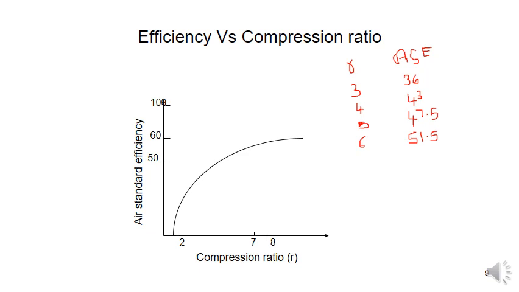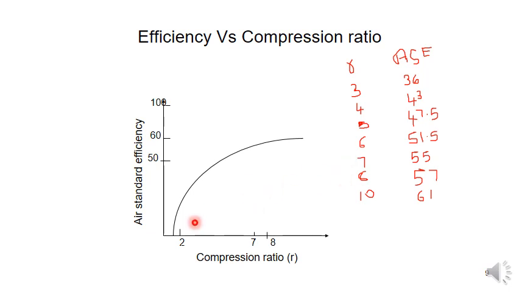If you take 7, we will get 55. If you take 8, 57. If you take 10, we will get 61. So after 8, if you take 9 also, there is a considerable, not too much, increase in the efficiency, a slight increase in the efficiency also.